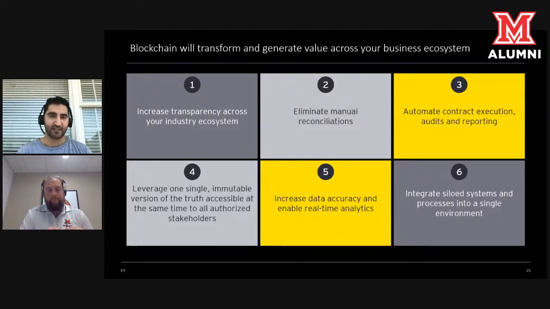Eliminating manual reconciliations. I mean, reconciliations happen when I don't agree with Mark as two different business entities. But if there's a single source of truth, a single ledger we're transacting on, we can't be out of sync. And we see a lot of efficiencies in eliminating manual reconciliations and back and forth. A lot of issues we call fat fingering, right, where somebody may have added a zero because they typed poorly on a keyboard doing manual data entry, can be eliminated. Automated contract execution, audits, and reporting.